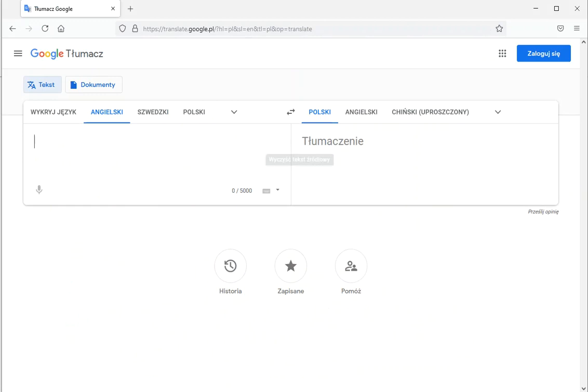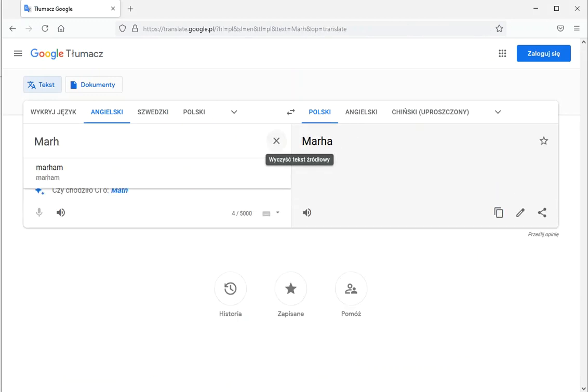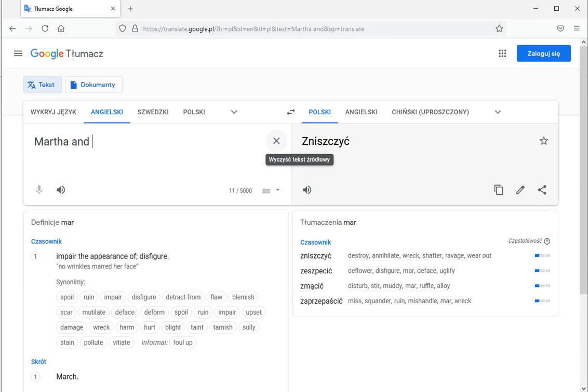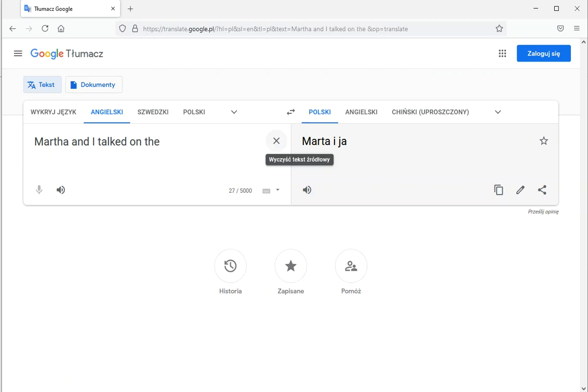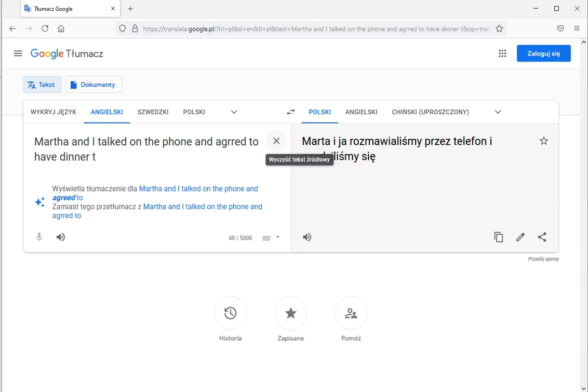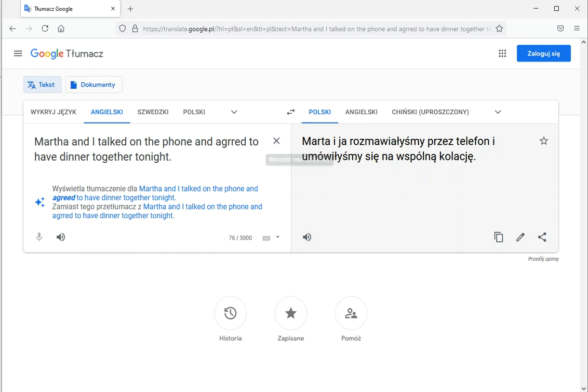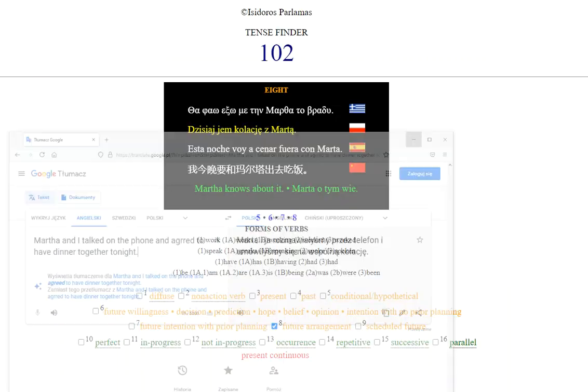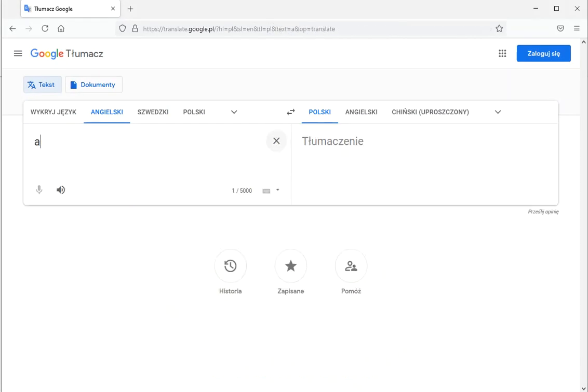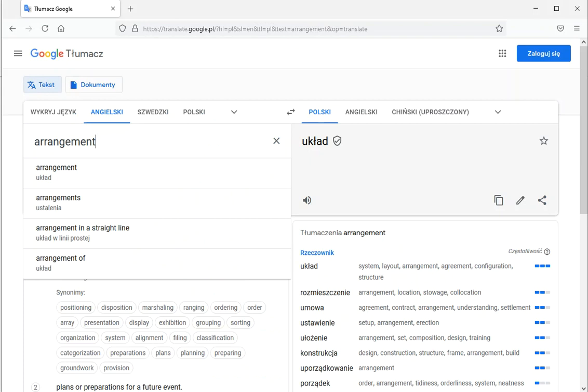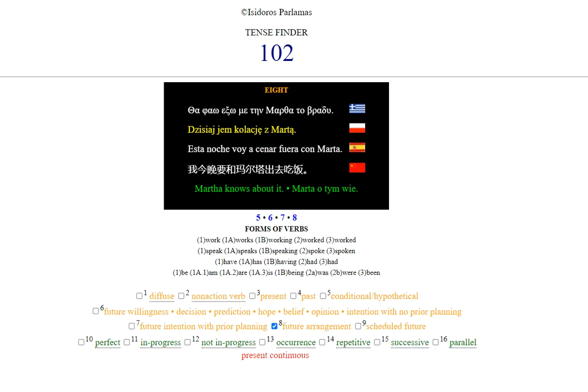Okay, so Marta and I talked on the phone and agreed to have dinner together tonight. Okay, all right. So that's an arrangement. I think in Polish arrangement is układ. Let's see, arrangement, układ. Okay, rozmieszczenie. Okay, so future arrangement, and you have it here, present continuous. Okay, we use present for future.